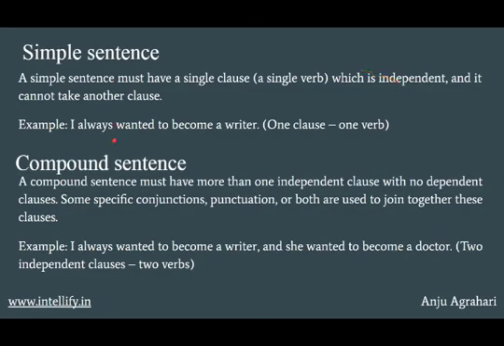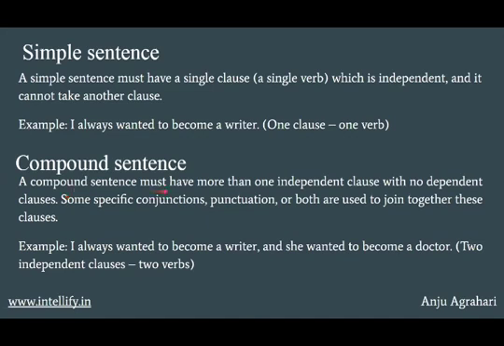For example, I always wanted to become a writer. One clause is one verb. I always wanted to become a writer. So we are using one verb and one clause. So we'll see about compound sentence.